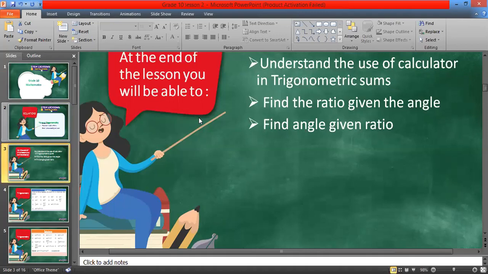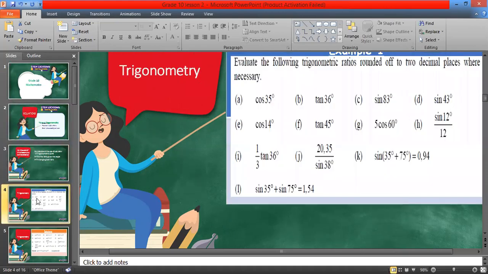We should also be able to know, at the end of today's lesson, how to find angles when ratios are given. And we should also be able to know special angles. We're going to talk about special angles as well today.